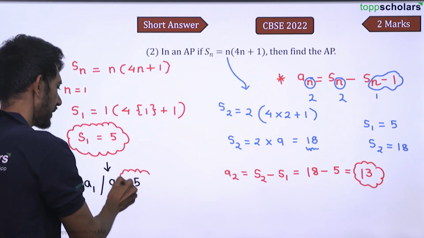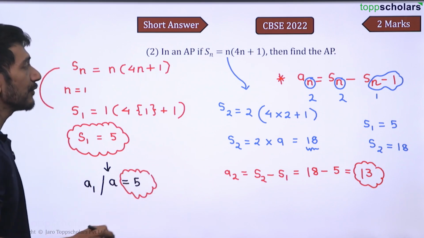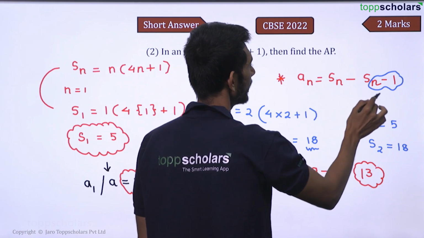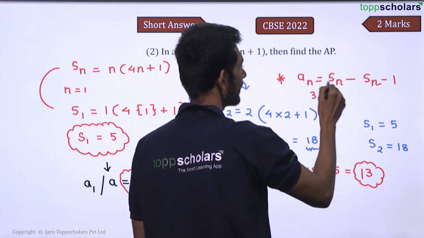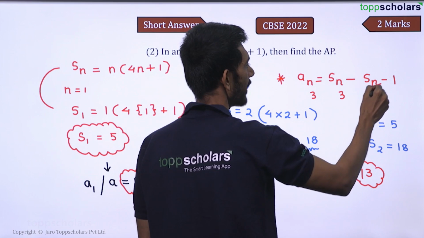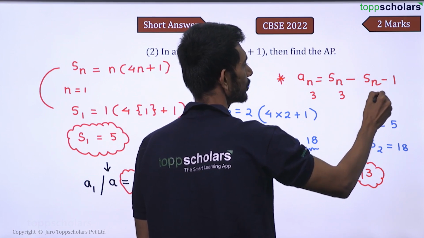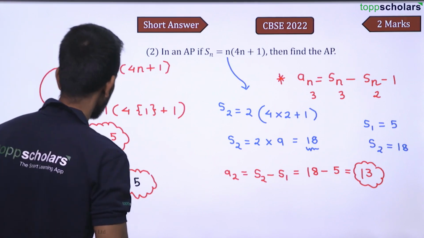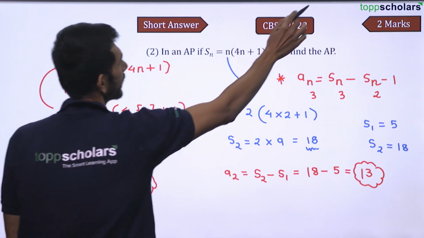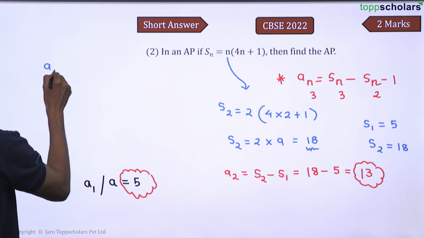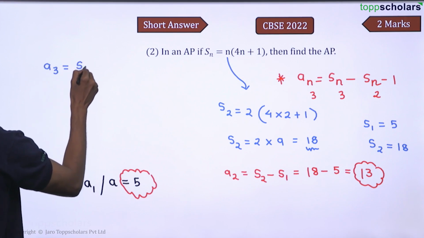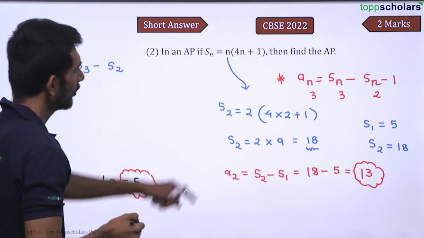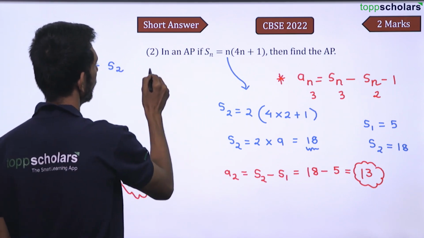The first term is 5. How will you find out A3? Put 3 here. So A3 will be S3 minus S2, since 3 minus 1 is 2. So let us find out. A3 will be S3 minus S2. But what is S3? Find out S3.